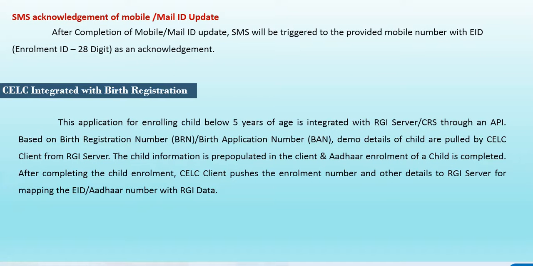SMS acknowledgement for mobile and mail ID update. In the same way, SMS acknowledgements will be triggered to the mobile number which is enrolled for mobile and mail ID update also. This enrollment ID will be 28 digits only. So any SMS acknowledgements and printed acknowledgements will also have the 28 digit EID only. So there is no change in the enrollment ID, even in CLC and in ECMP, it will be only 28 digits at any cost.